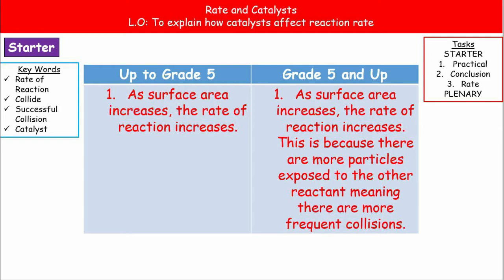For those of you on the grade 5 and up, this one was an explain, so we say what we see and why we see that using science. First mark, if we said as surface area increases, the rate of reaction increases. Second mark is for saying that there are more particles exposed to the other reactant. And our third mark for saying that there are more frequent collisions. So add your score up out of 3 for the grade 5 and up, and your score out of 1 for the up to grade 5, and write that in your book for me.